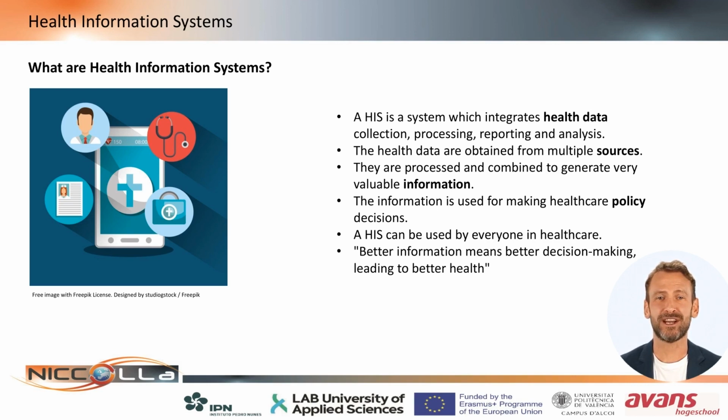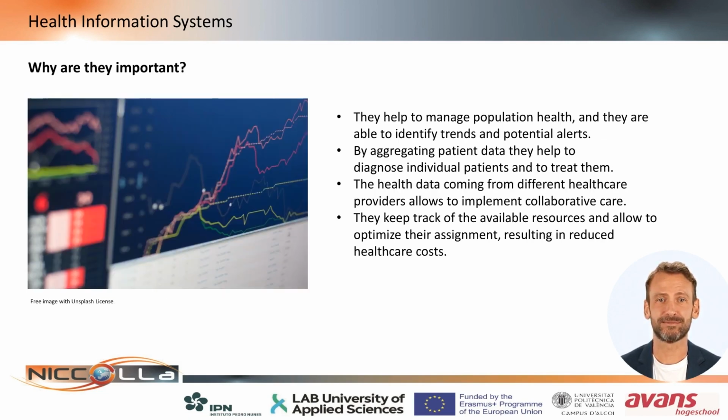As stated in a report of the World Health Organization in 2008, better information means better decision-making, leading to better health. Health information systems are important because they help to manage the overall population health. Because they have access to all relevant information, they are able to identify trends and potential alerts, like for example emergent diseases or other acute health threats, like a pandemic. As they aggregate data from multiple patients, they help to diagnose individual patients and to treat them with appropriate techniques. In this sense, they may act as a very valuable supporting tool for the medical professionals.